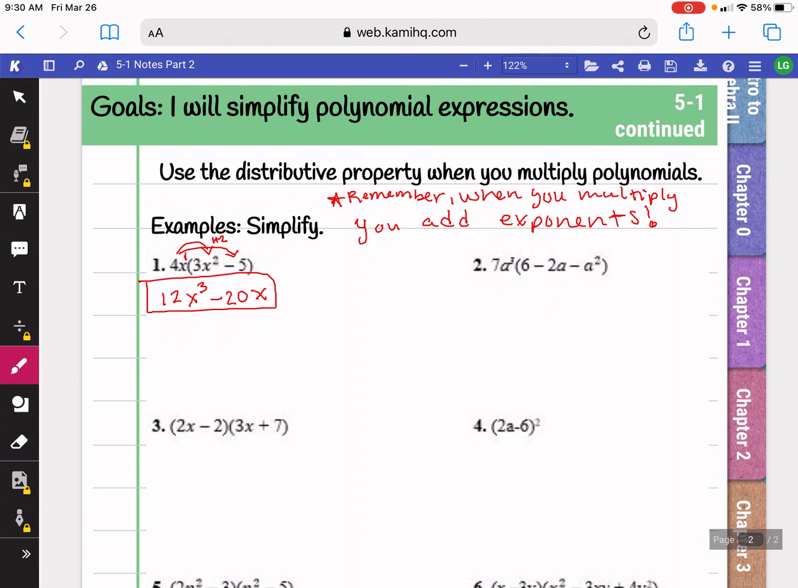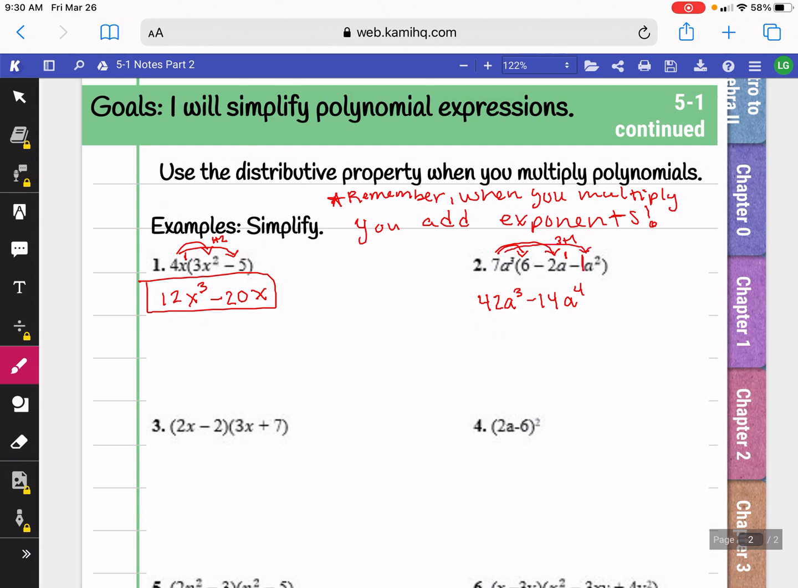On question 2, I'm going to do 7a cubed times 6. That's going to be 42a to the third. Then I'm doing 7a cubed times negative 2a. 7 times negative 2 is negative 14. Here I'm going to put an imaginary 1. So when I do the a's, I'm doing 3 plus 1. So that comes out to a to the fourth.